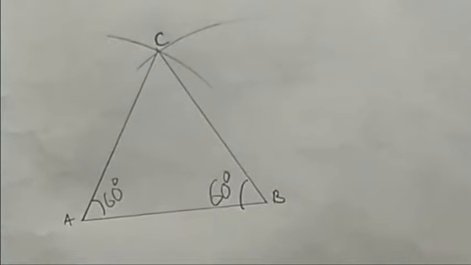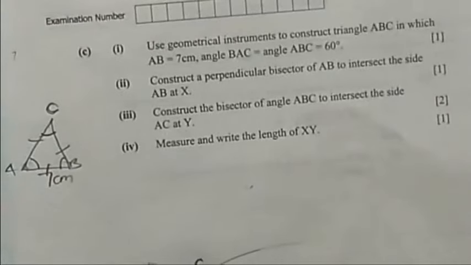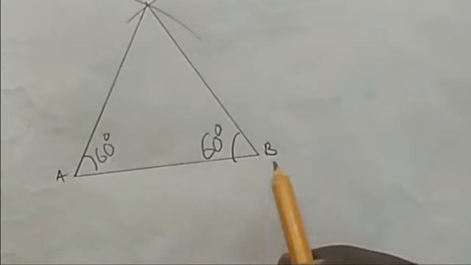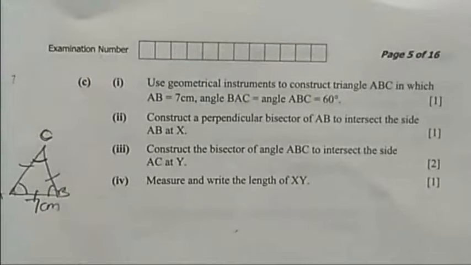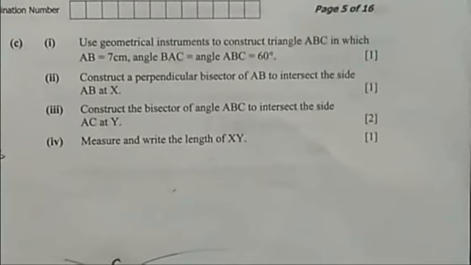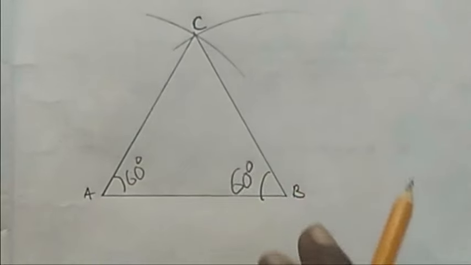Once we've done this, the next thing we're going to do is go to the second question. The second question is what? We are told to construct a perpendicular bisector of AB. So this is line AB, and we should construct a bisector of AB to intersect the side AB at X. So it will intersect the side AB.